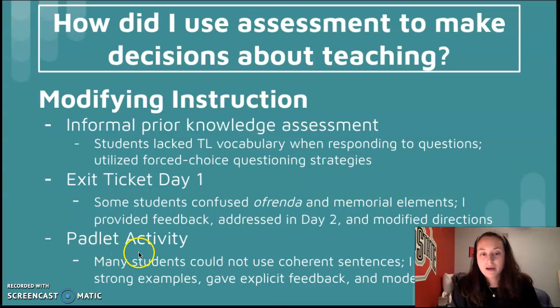Finally, with respect to the Padlet activity, this was done on day 3 as a warm-up, and I noticed that many students could not use coherent sentences, specifically when referring to the practices involved in Day of the Dead. In order to remediate this error, I highlighted strong examples, gave explicit feedback, and modeled. Some students then edited their answers because of the Padlet. They were able to make these changes in real time, but I noticed a significant jump in growth on their final summative assessment.